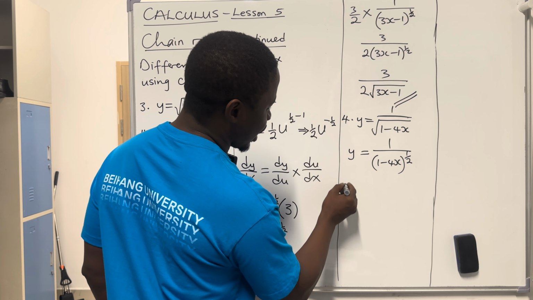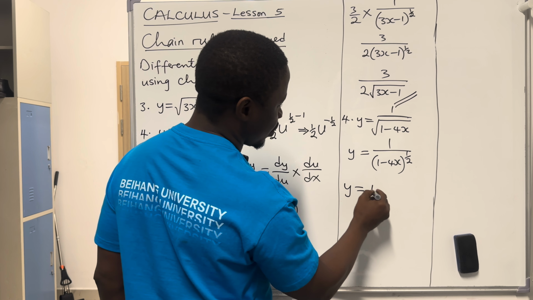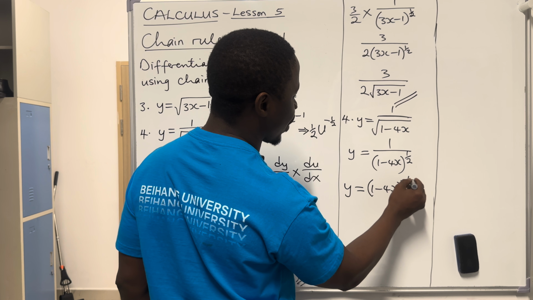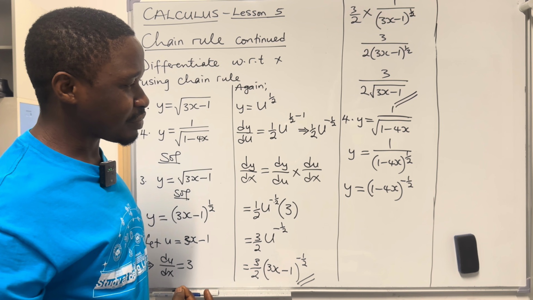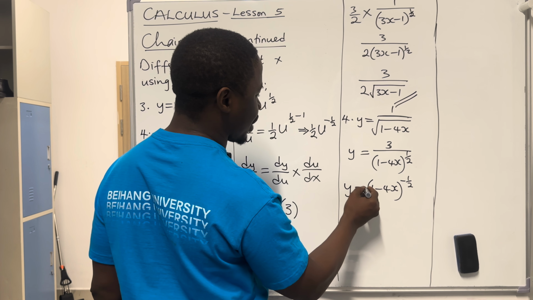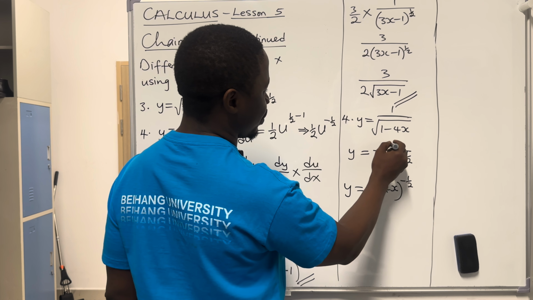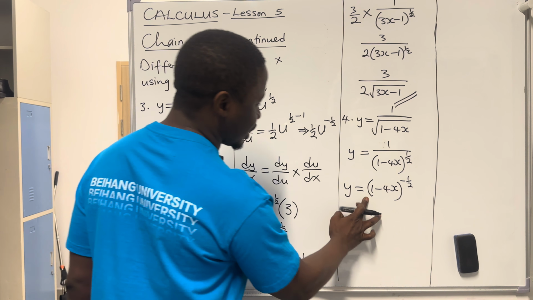Okay. So now what else do we do? We move this to the top. 1 minus 4x to the power minus 1. Moving it to the top, the sign of the power has to change. What if we have 3 here, where that 3 will appear here? But because it is 1, then we can just ignore it. Okay. So what is next?